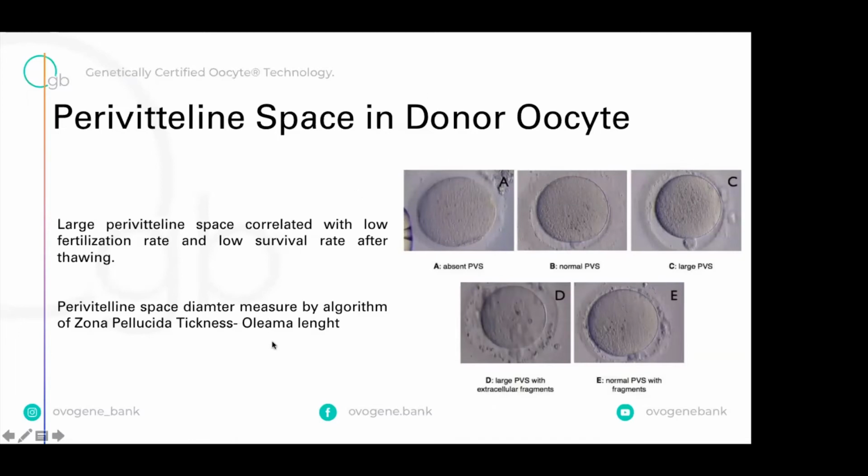The perivitelline space diameter is measured by the artificial intelligence algorithm. The system calculates it as the Zona pellucida thickness minus the oolemma length. When we calculate this, artificial intelligence automatically tells us which oocytes we should take as quality one and freeze for egg banking.